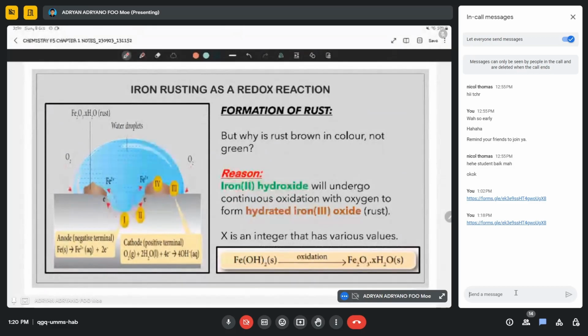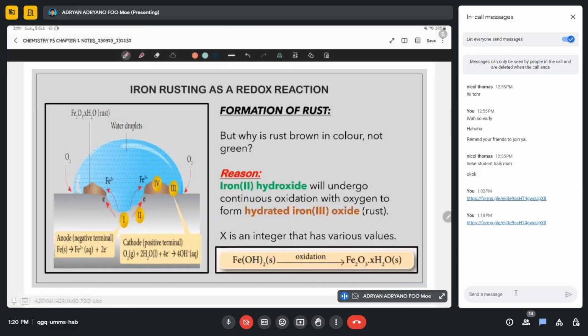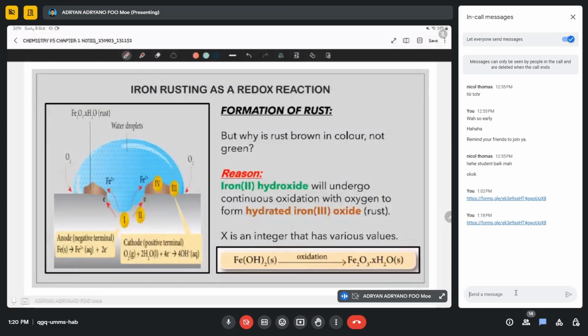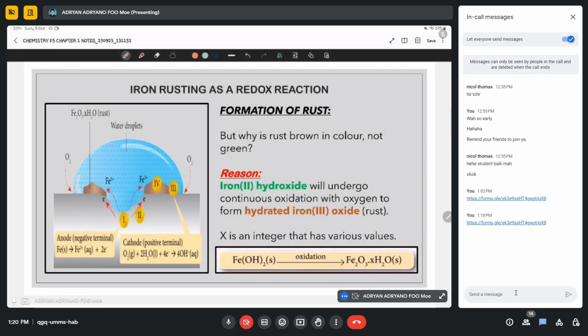Why is it brown? Because this iron(II) hydroxide will always undergo oxidation. Why always? Because as we said just now, the enemy keeps invading, oxygen keeps coming in, so the iron(II) hydroxide always takes in oxygen. So it will continuously oxidize to form hydrated iron(III) oxide. Why hydrated? Because there is water. A little water will also enter the rust. So hydrated iron(III) oxide, this iron(III) oxide is the rust that you see in your daily life. So it was originally green, it keeps undergoing oxidation, and it becomes brown.